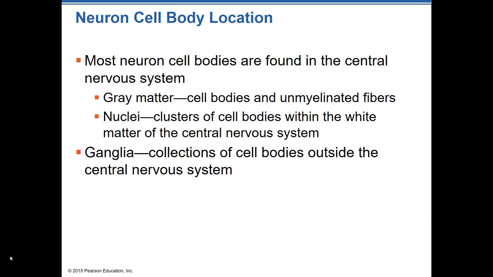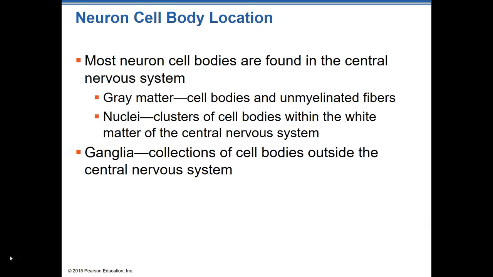Now, when we have clusters of cell bodies in the central nervous system, the nuclei of those oftentimes show up as white matter, which also is very bad. Gray and white tissue from somebody's brain is never a good sign. And of course, we have some ganglia that are basically collections of nerve bodies outside the central nervous system.